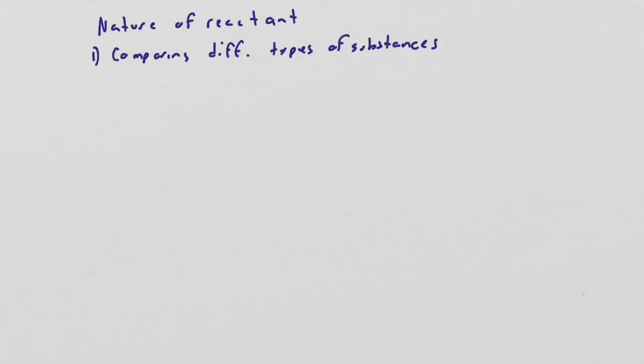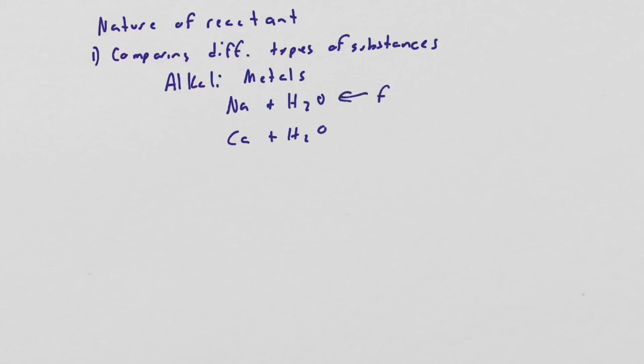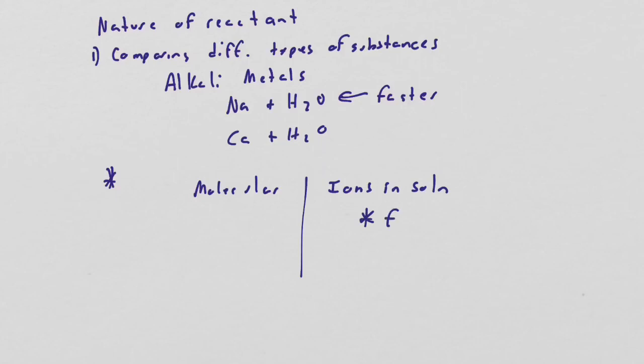We recognize that some reactions, just by the nature of what the reactants are, are faster. So, for example, the alkali metals tend to react rapidly. Alkali metals and alkaline earth. So sodium reacts with water, and so does calcium. This one's faster because sodium is a more active metal. Period. That's just the nature of the reactant. Really important fun fact: as a general rule, when we deal with molecular substances versus ions in solution, the ions will always be faster, because if they're already ions in solution, there's no bonds to break.